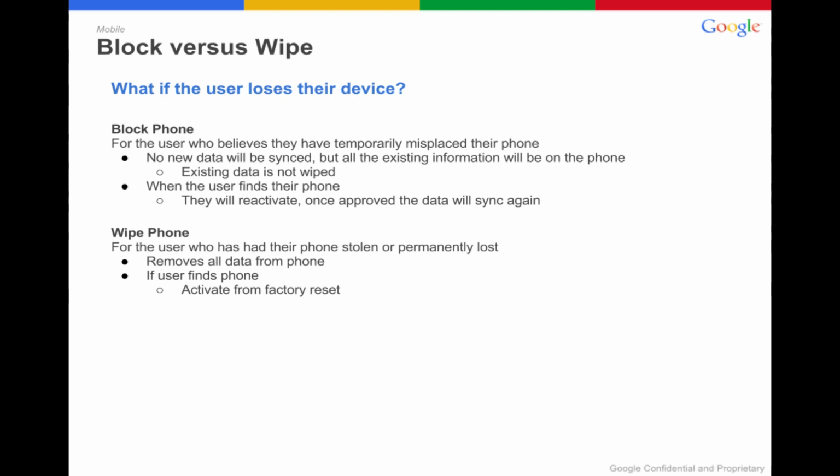Now, if you block the phone, the user's phone no longer has access to Google Apps to sync up, but the data on the phone still exists. So if it's a temporary situation where the user may have left their phone at home, and they know that the phone isn't compromised or stolen, this might be appropriate, but remember, check with your organization's policies. Wiping a phone, in contrast, will remove all the data. If the user's lost their phone and a wipe is performed, when the user does find their phone, they will have to start again from factory resets. So it does wipe all the data.